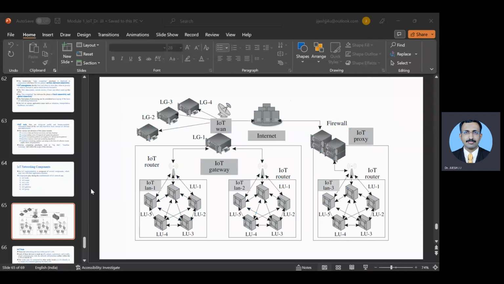After connecting to the internet, you also have firewalls and IoT proxies, which help to create the security and safety of your information. For example, now you have an account in the bank. Let us take SBI or HDFC or whatever it is. You are one of the users among 10 lakh or 20 lakh or 1 crore users, isn't it?